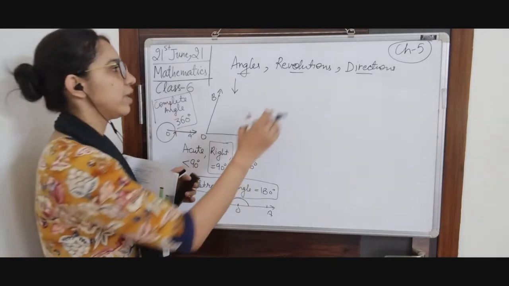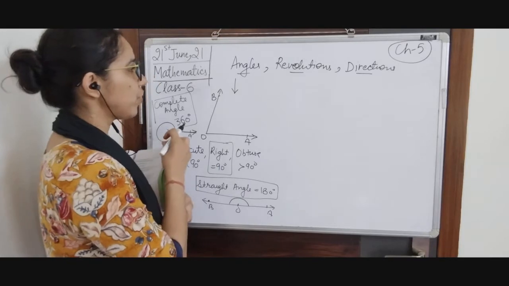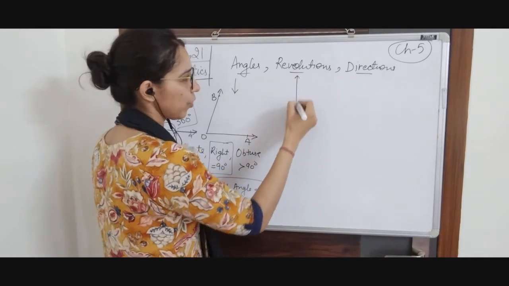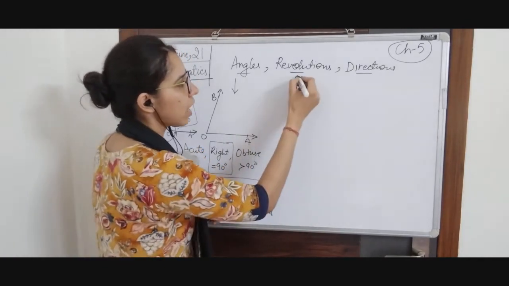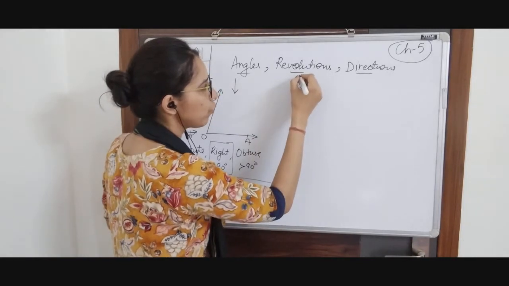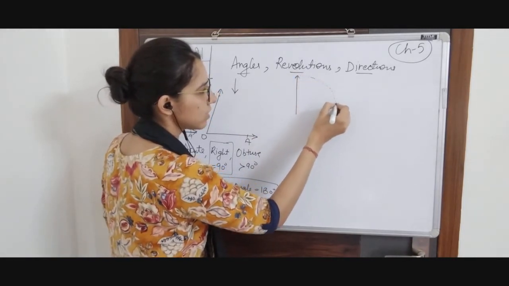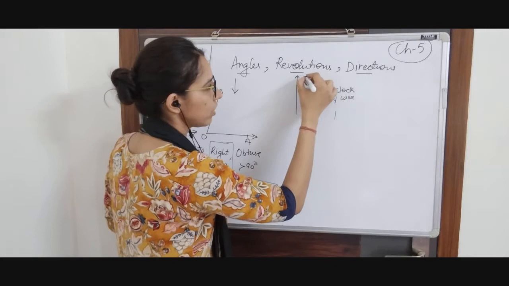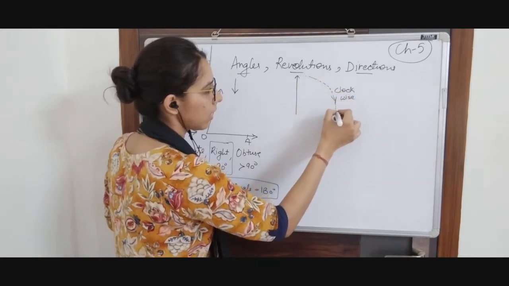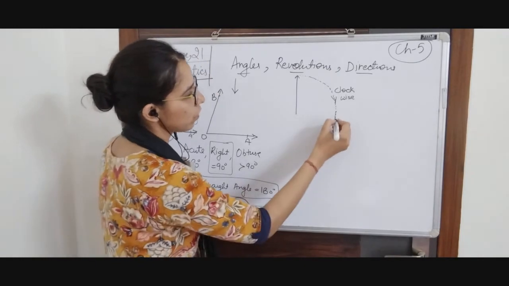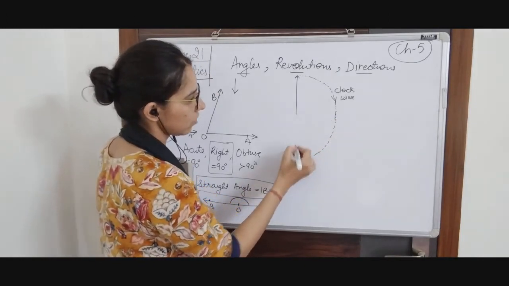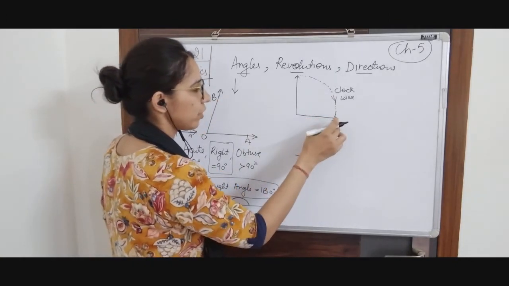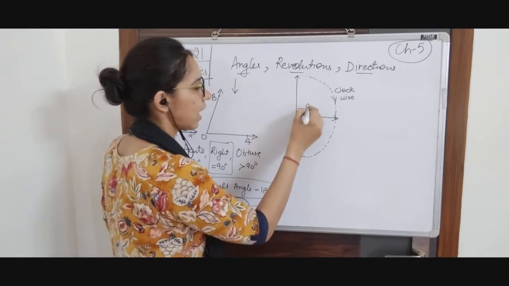Then next is our revolution. Okay, suppose we have a starting point, this, and we can move from here clockwise. This is our clockwise direction. Clockwise means the direction in which the hand of the clock moves. So clockwise, and if this hand moves here, and here it forms the 90 degree angle.